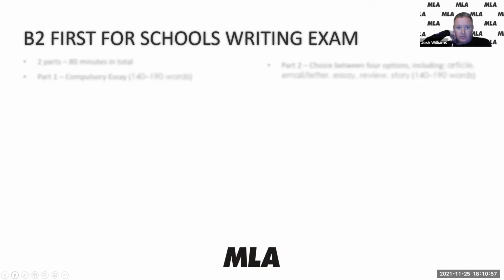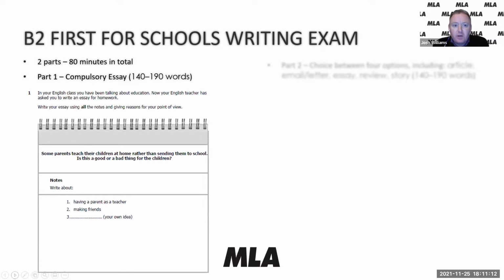And in the B2 First for Schools, we have two parts again, but it's actually 80 minutes. That is 1 hour, 20 minutes in total. The first part is a compulsory essay, which needs to be between 140 and 190 words, and it's structured like this. So Sean will be going through this a bit later, particularly with the essay.